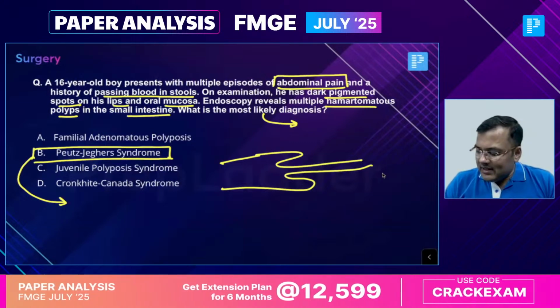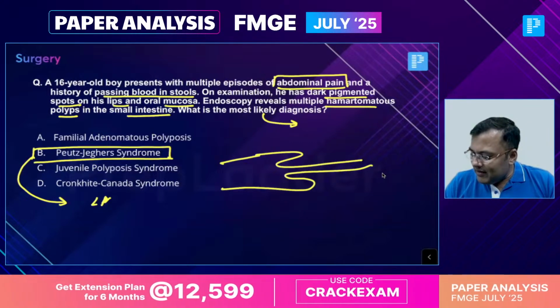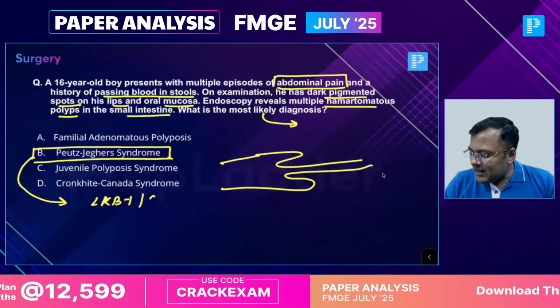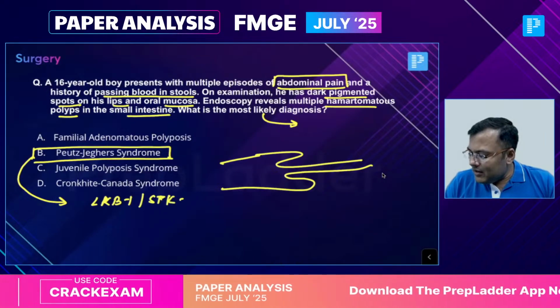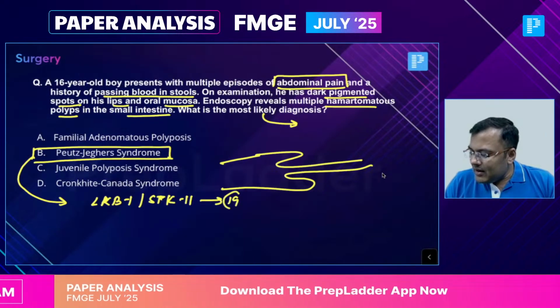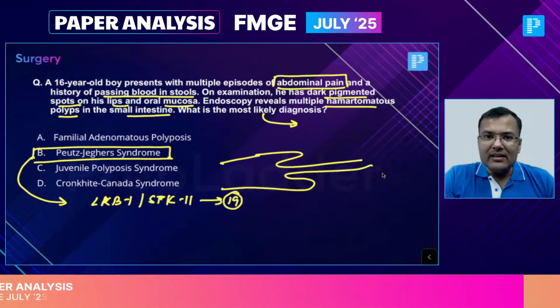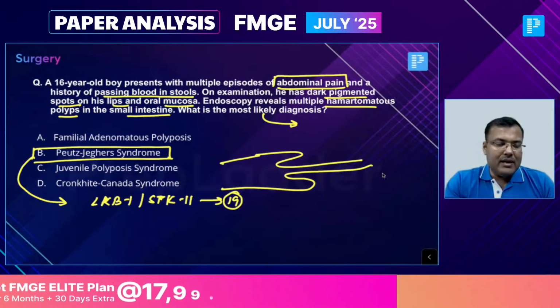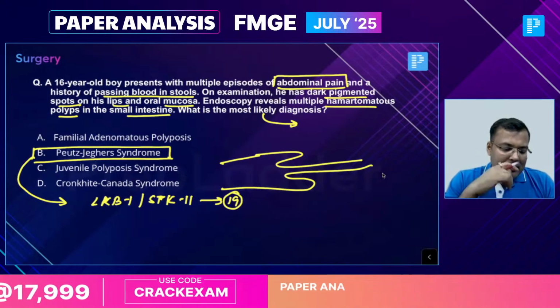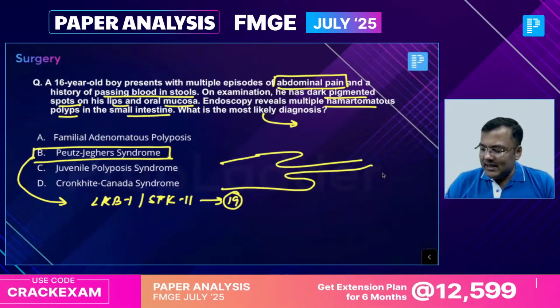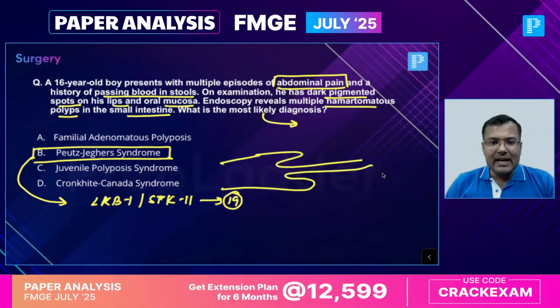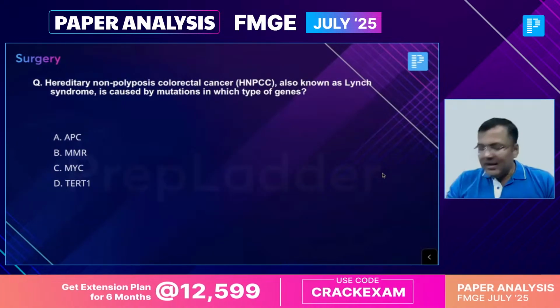Yugal. So the name of the gene is LKB1/STK11, located on chromosome number 19. Peutz-Jeghers comes almost every year, in every exam, sometimes in INICET, NEET PG and FMG exam. So LKB1/STK11 is located on chromosome number 19. Correct answer is B. Next question, guys.